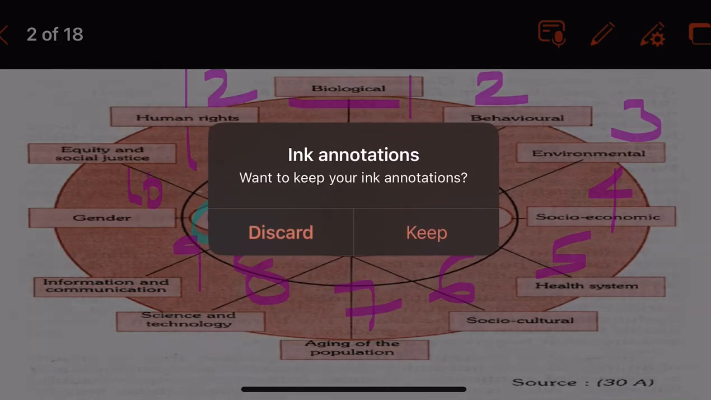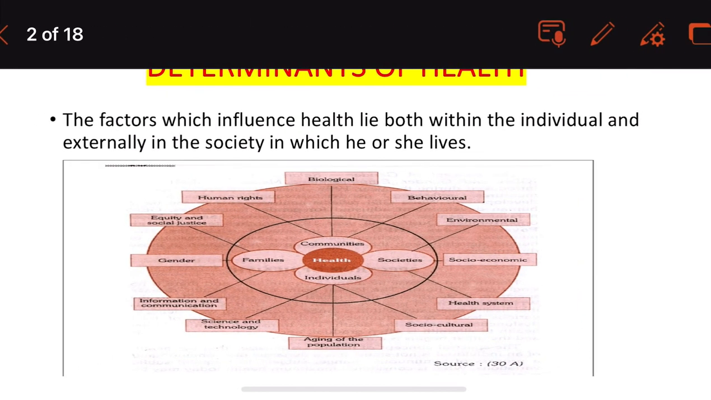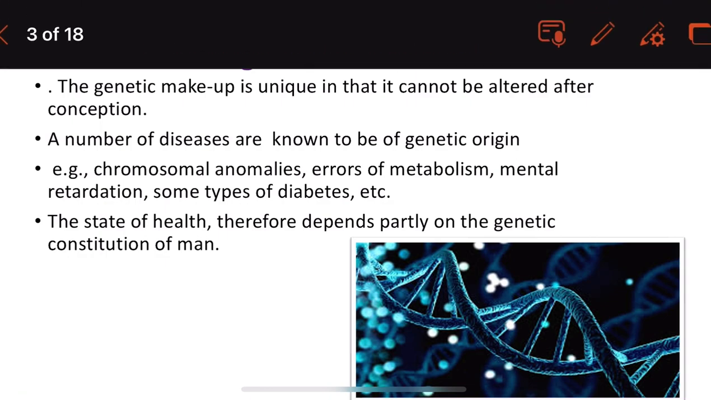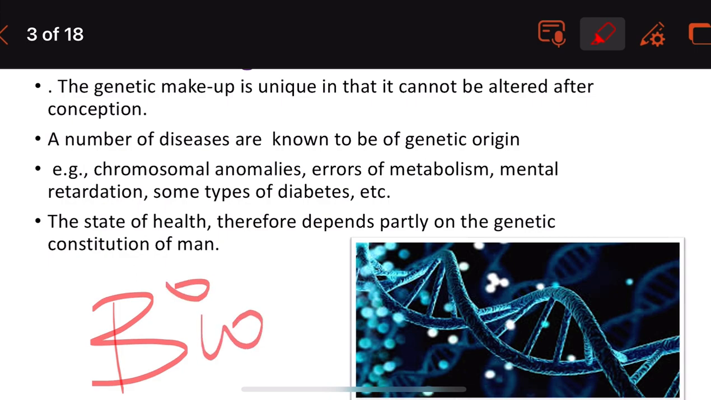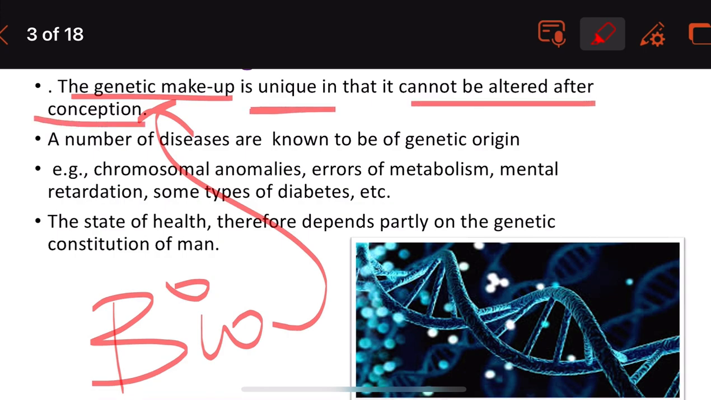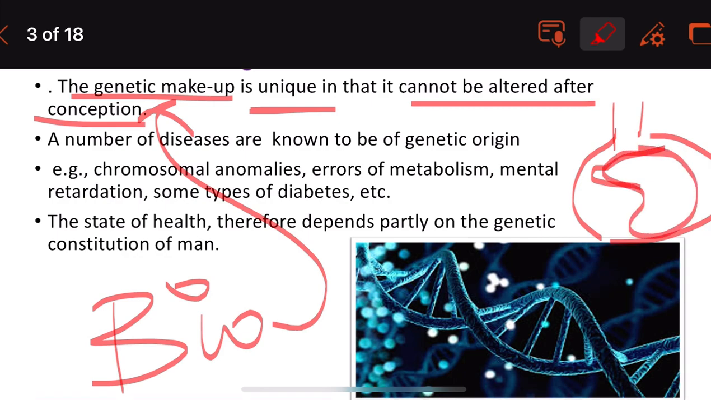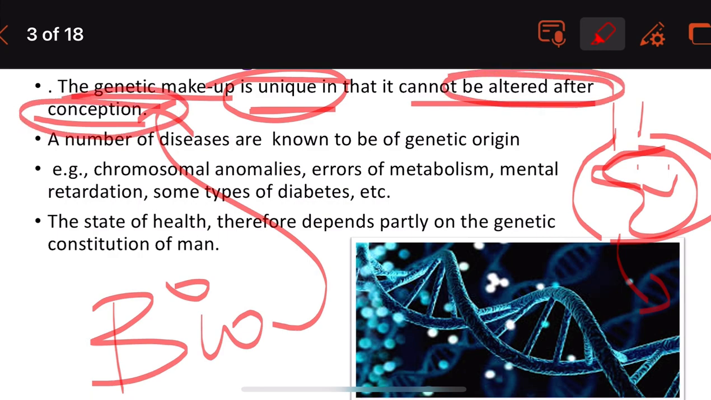Now let us begin with biological. I told you biological is nothing but the genetic makeup. The biological is the genetic makeup which is unique, and it cannot be altered after conception. During the time in the womb, the baby is forming. Whatever genes the baby gets from the mother cannot be altered after the birth of the baby. So they are saying that it is unique, it cannot be altered after conception.